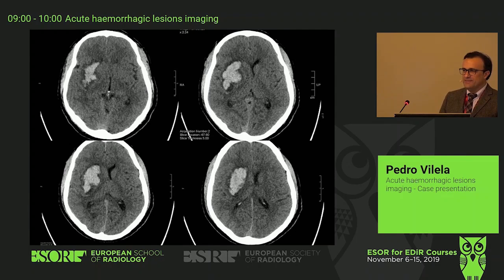normal CT? No, not normal. Good. This looks like high attenuation in the basal ganglia on the right side. A typical location for hypertensive bleed. Okay, very good. So we have actually probably no doubts, based on the clinical history and the location of this hematoma, that this is a hypertensive hematoma.